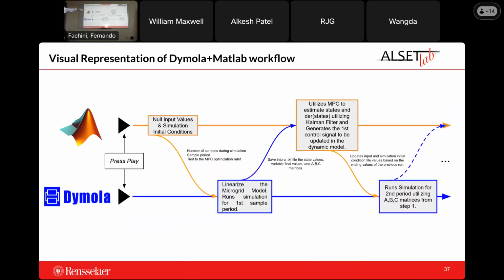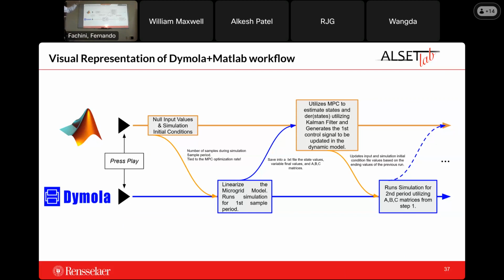So I think I can explain on this. This is a visual representation of this framework that I developed through Dynamo and MATLAB, and the idea is that the 2 softwares are running in parallel. When you press play on both of them, what initially happens is that MATLAB generates null input values and null input initial conditions. These are saved in a file. What it's giving to the Dynamo script is a number of samples for the simulation and the sample period, which is also tied to the MPC optimization rate. These values are sent to Dynamo, and through a Dynamo script, I then linearize the model once, and then I run one of the simulations using the full order model. And then the results are saved into a TXT file, and it contains the state values, the ABC matrices, and the final value of the states.